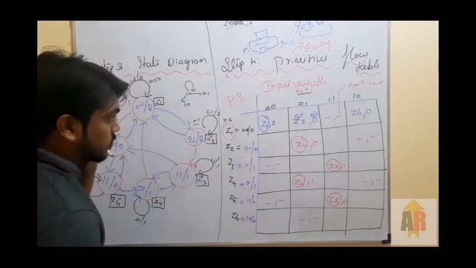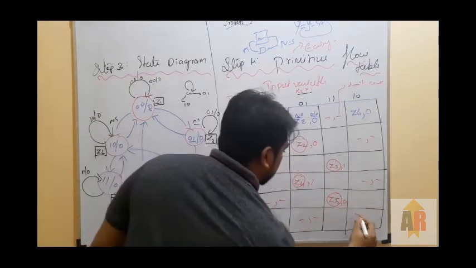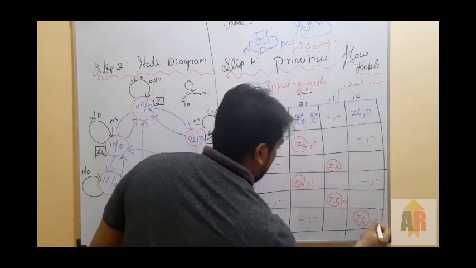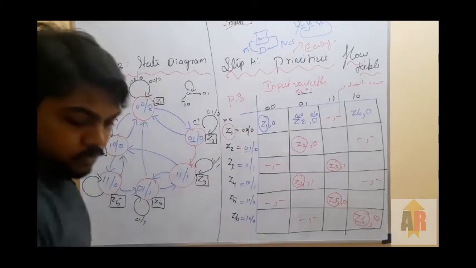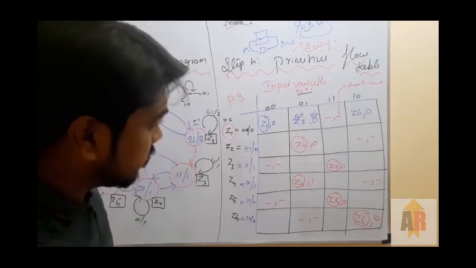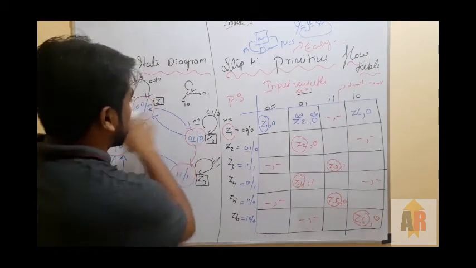And Z6 is 1, 0. 1, 0 is over here. Z6, put a circle like this, 0 like this. So almost this one is over. Now finally, what remains is the next state for the particular state.